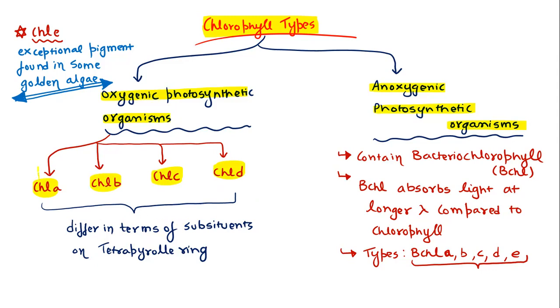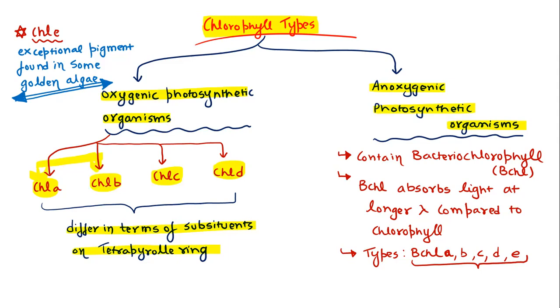We are mainly concerned because our syllabus mainly includes the difference between chlorophyll A and chlorophyll B. But if you want to understand how the naming of chlorophyll C and D has been done, these chlorophyll molecules once again differ in terms of substituents present on the tetrapyrrole ring. Just like for chlorophyll A and B, we remember that the difference was on pyrrole ring number 2. If a methyl group is there, it's chlorophyll A, and if the CHO group, an aldehyde group, is there, then it's chlorophyll B, right?